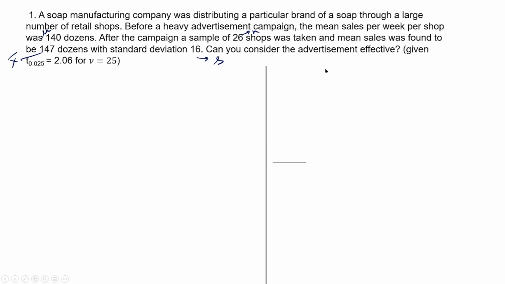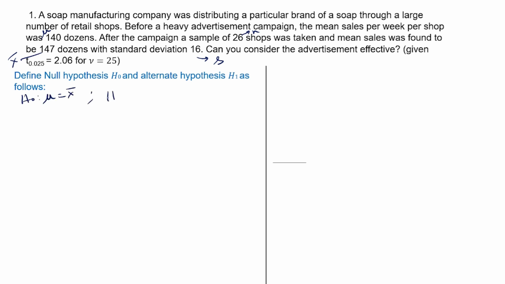Now we have to check whether this advertisement was effective. If this advertisement is effective, then we will have some difference in this mu and x bar. If it is not effective, then mu will be equal to x bar or mu will be equal to 140 itself. So let us define null hypothesis H0 and alternate hypothesis H1 as follows. So we have H0: mu equal to x bar and alternate hypothesis H1: mu not equal to x bar.